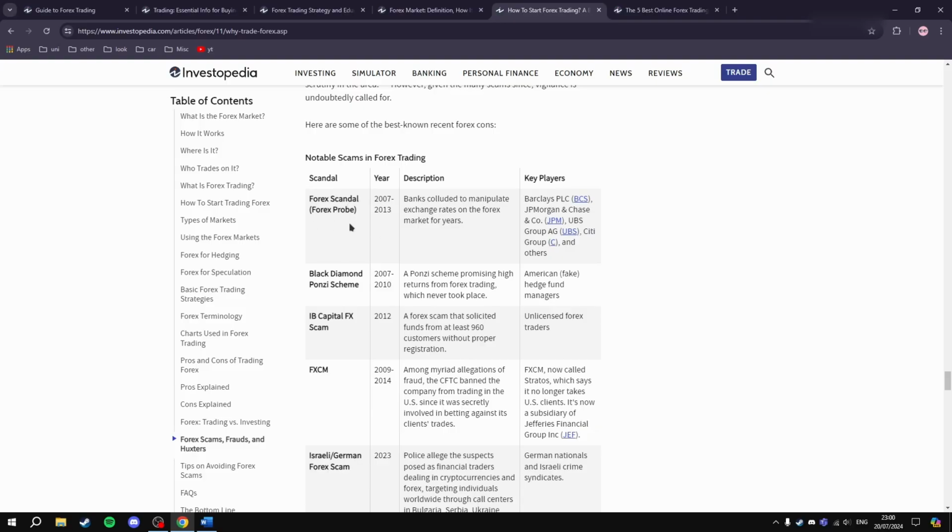Forex scandal, Forex probe, 2007-2013. Banks colluded to manipulate exchange rates on the Forex market for years. Key players: Barclays plc, JP Morgan and Chase & Co., UBS Group AG, Citigroup, and others.